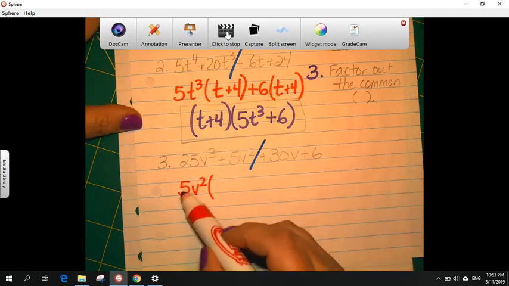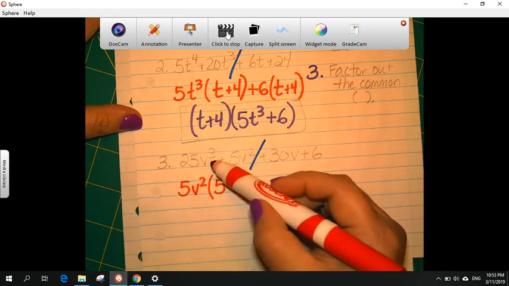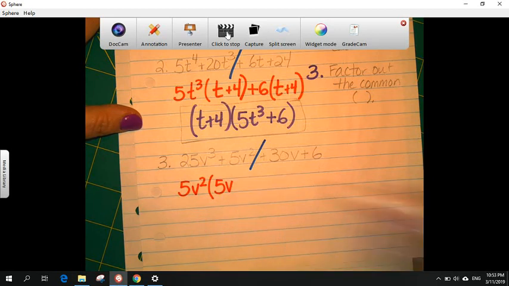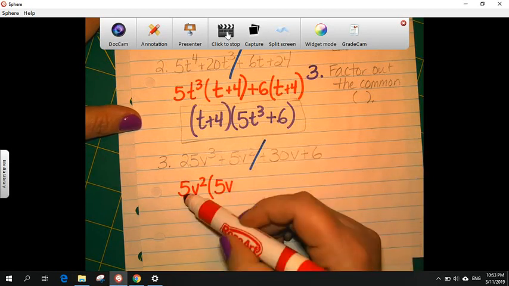25 divided by 5 is 5. I had 3 v's. 2 came out front. That left 1 v behind. Now let's divide the second part. 5 divided by 5 is 1.